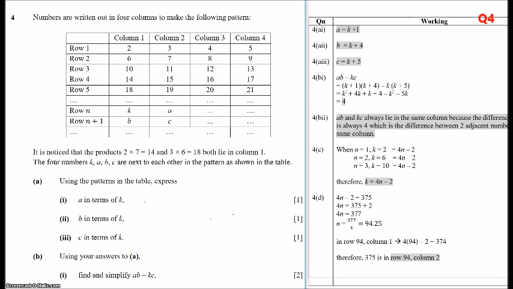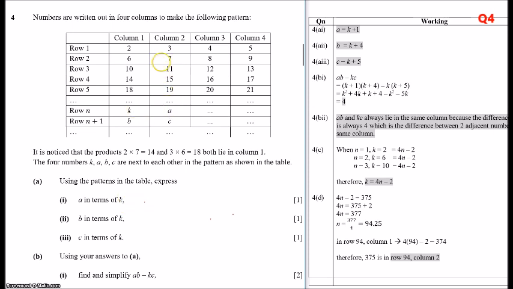So the next question we're going to do is question 4. So this is a huge table. I'm like, what on earth is this when I first look at it too? So I went straight for the question. Okay, so using the patterns in the table, express A in terms of K. So where is A? A is over here.